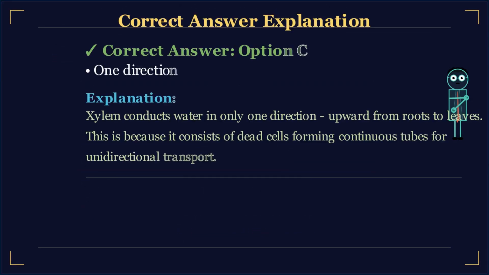Here's the explanation for the correct answer. Xylem conducts water in only one direction, upward from roots to leaves. This is because it consists of dead cells forming continuous tubes for unidirectional transport.